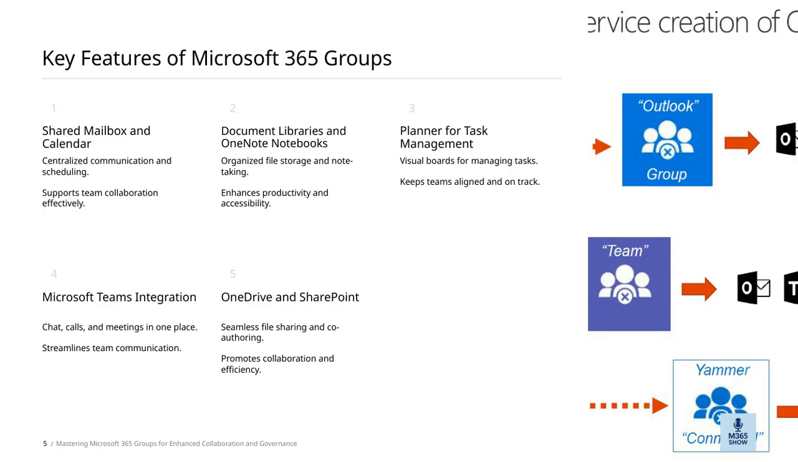collaboration and governance. First, we have seamless file sharing and co-authoring, which means team members can work together on the same documents in real time, whether through OneDrive or SharePoint. This promotes collaboration and boosts efficiency by making sure everyone has access to the latest versions. Next, Microsoft 365 Groups integrates chat, calls, and meetings all in one place through Microsoft Teams. This streamlines team communication, so you can stay connected without switching between different apps.